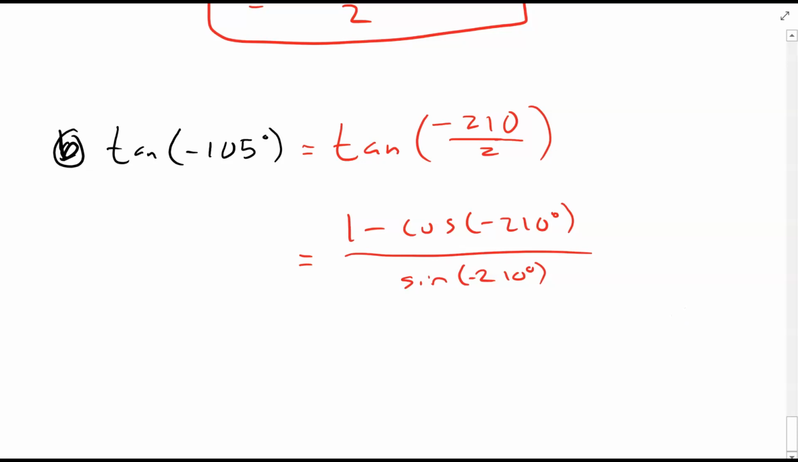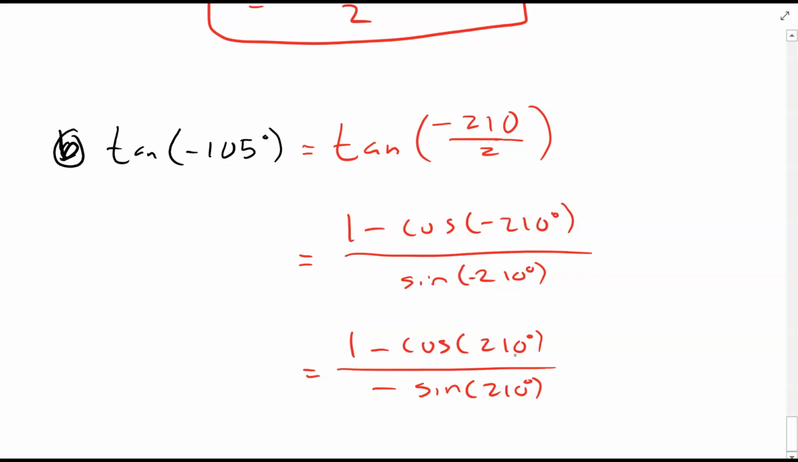What do you want to do next? I'll tell you what I would do next: I would use my odd-even identities to get rid of the negatives. So cosine of a negative is the same thing as cosine of the positive. Sine of the negative, though, is negative sine of the positive.